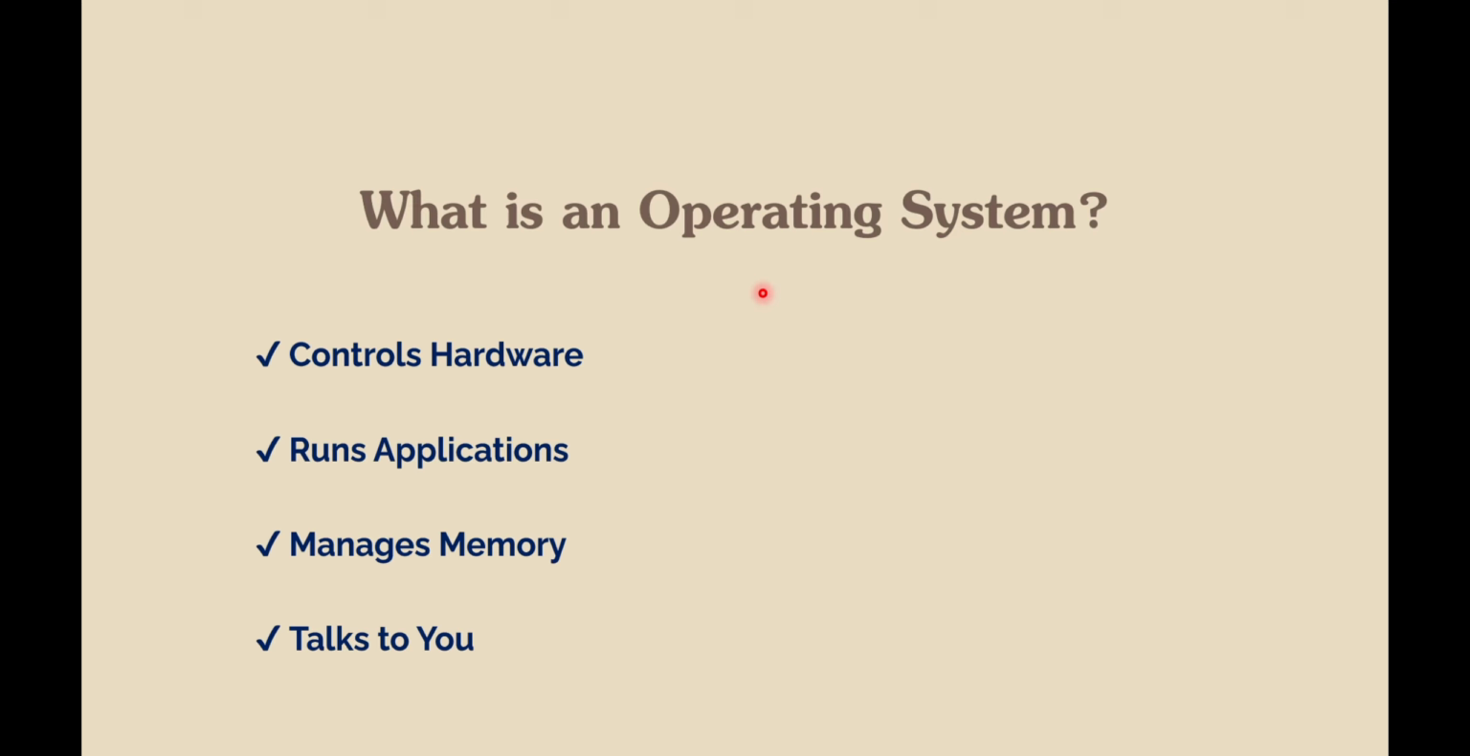So the OS controls your hardware. It enables your applications to run efficiently. Also, it manages your memory very efficiently. It talks to you via an interface. But wait, if the operating system controls everything, can your computer even start without it? We will answer that in just a moment. Till then, let's move forward.